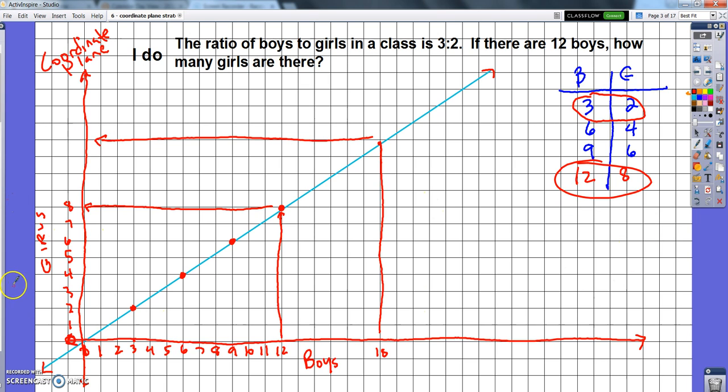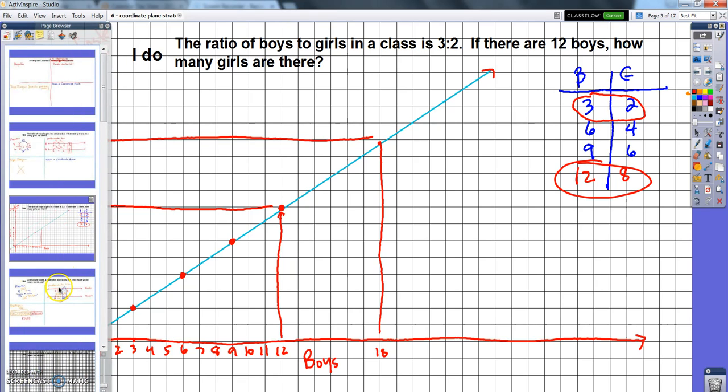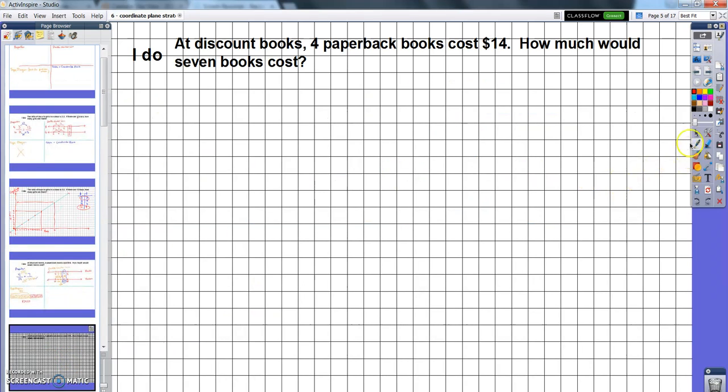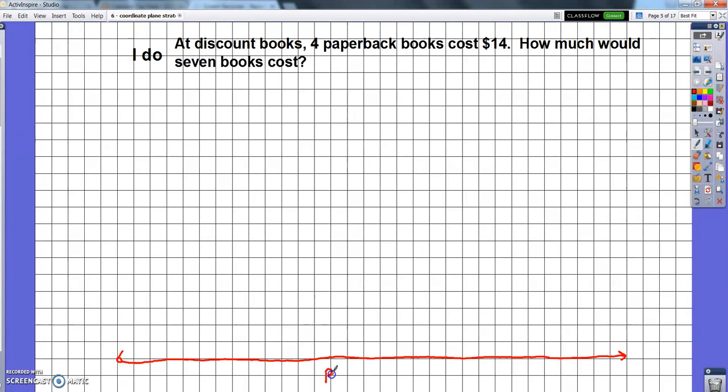Our second one, a little trickier, involved the 4 paperback books that cost $14. So I'm going to draw a number line here. It doesn't really matter which one has books and which one has dollars. There's a way to decide which one's best on the bottom and which one's best on the side, but I don't want to get into that right now. So I'm just going to put books on the bottom.